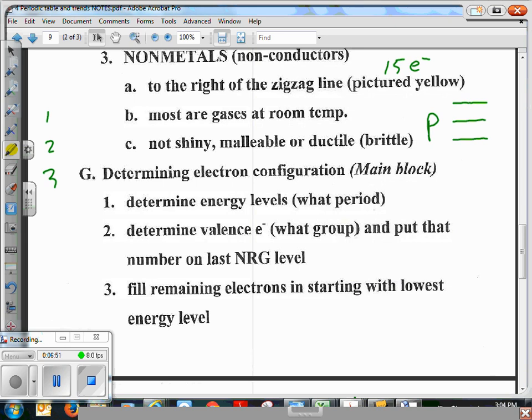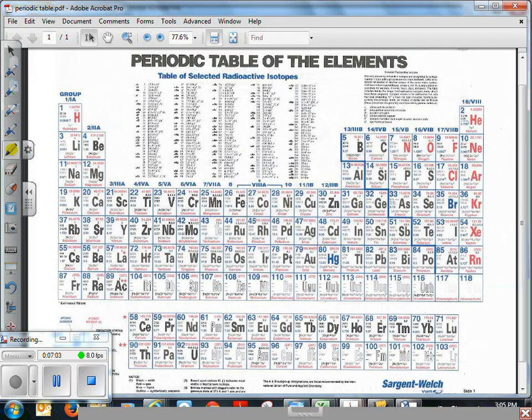Now number 2 says, determine the number of valence electrons and put that number on the last or the highest energy level. So, how do you determine valence electrons? We talked about that 2 days ago. Do you remember?